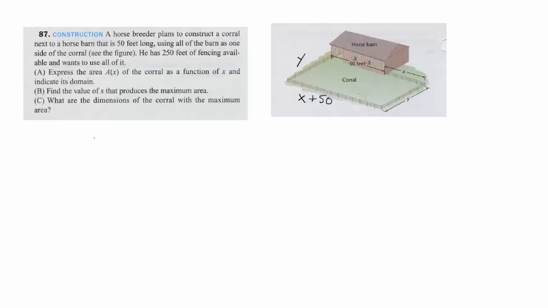So our perimeter is equal to the sum of all the sides, and we have two y's, so we have 2y, plus we have an x plus an x plus 50, so we have plus 2x plus 50. And remember that area is equal to length times width, and here we have a length of one side of x plus 50, and the length of the other side is y.